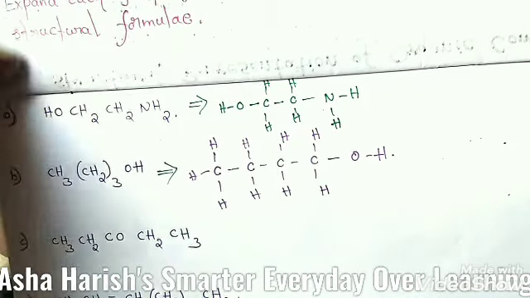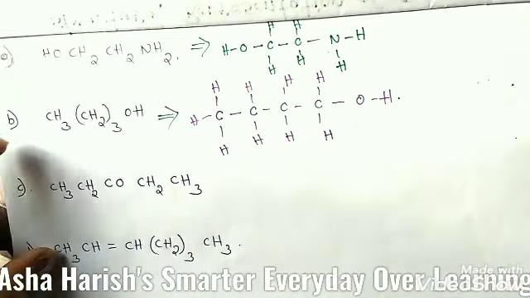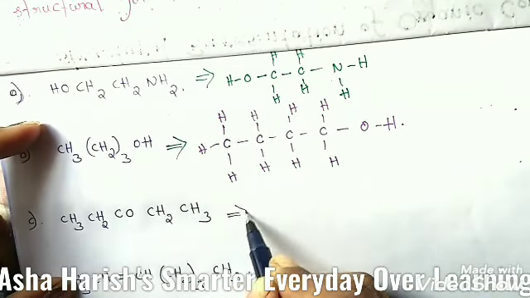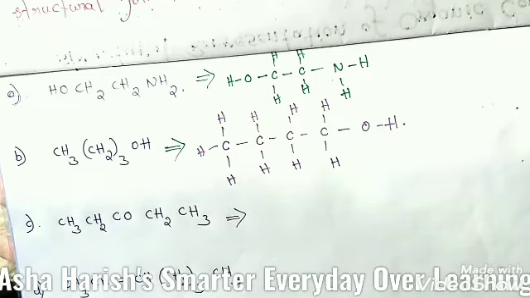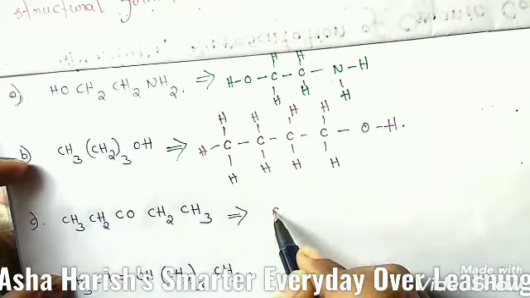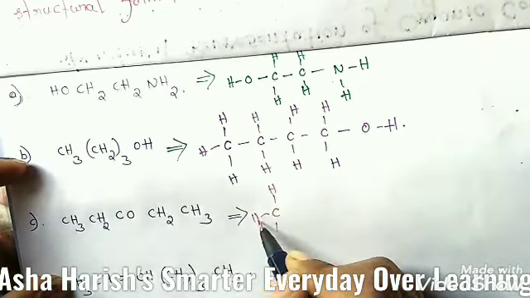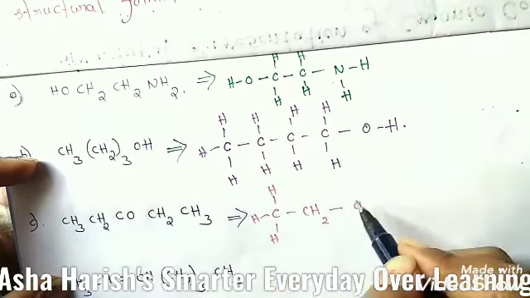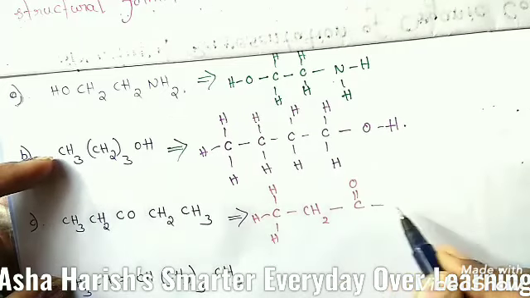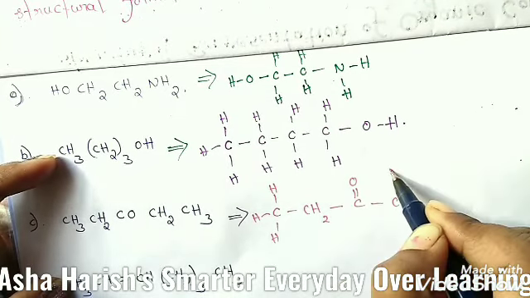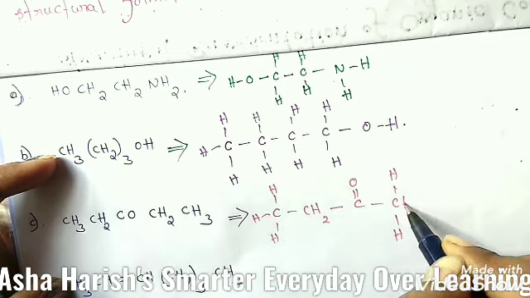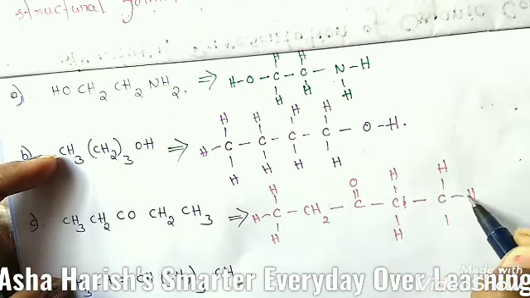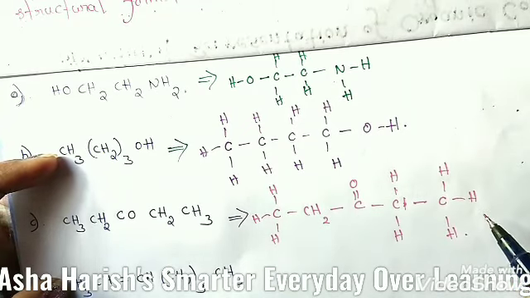And the next one is CH3, CH2, CO, CH2, CH3. Okay, for this also you need to write the complete structural formula. First CH3, you need to write like this, and 1 CH2 and CO. Here CO you should write like this, C double bond O, again 1 CH2, so upward 1 H and downward also 1 H, here single bond CH3. Okay, like this you can write the complete structural formula.